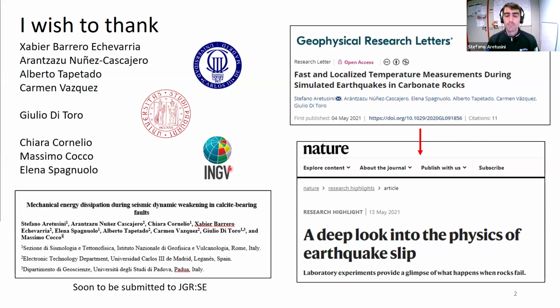This work has been published partly in 2021 in GRL, and this paper was well accepted by the community, and they decided to write a blog about it as a Nature Highlight. But most of the work is unpublished, and it will be published soon in a publication that will be submitted to JGR Solid Earth.